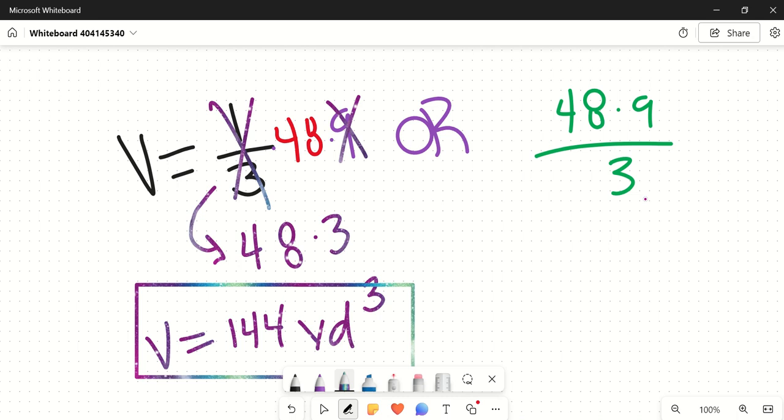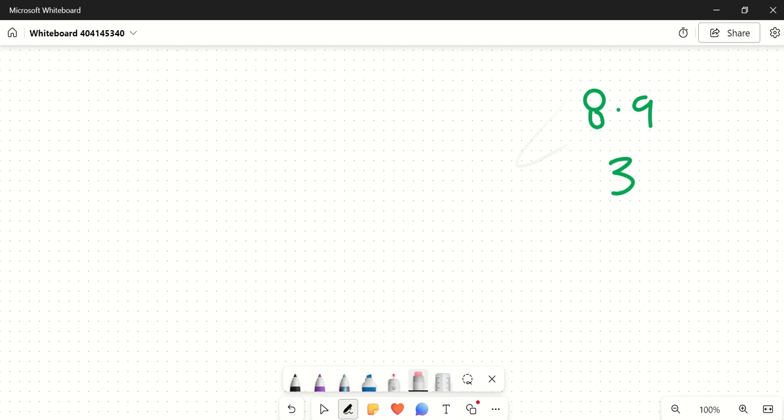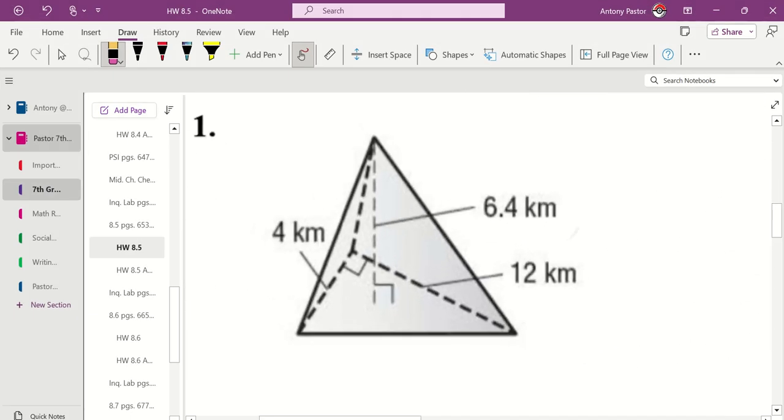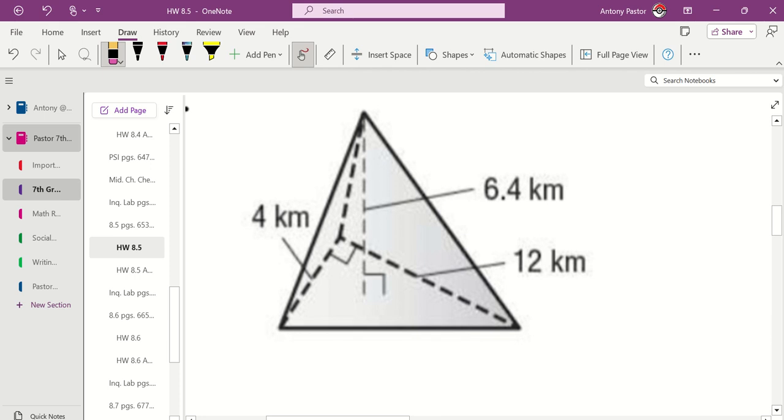Now, let's take what you just learned and add one more step to it. What happens when you have a pyramid that has a triangular base? I still have to find the base of the pyramid, but the pyramid's base is now a triangle. The first step is changed. How do I find the area of a triangle, ladies and gentlemen? Base times height divided by 2.